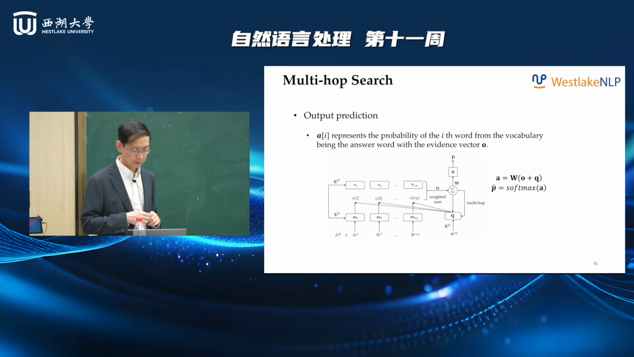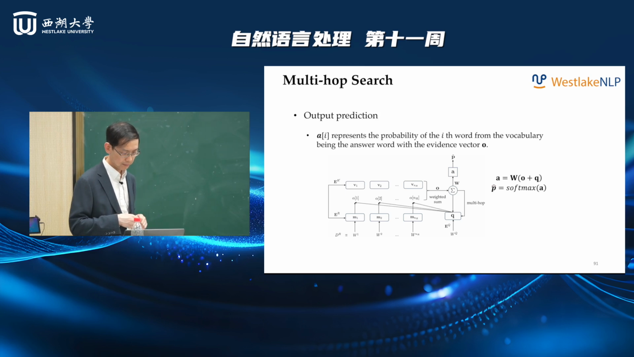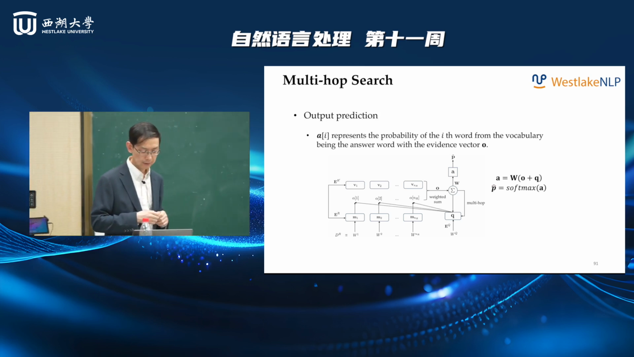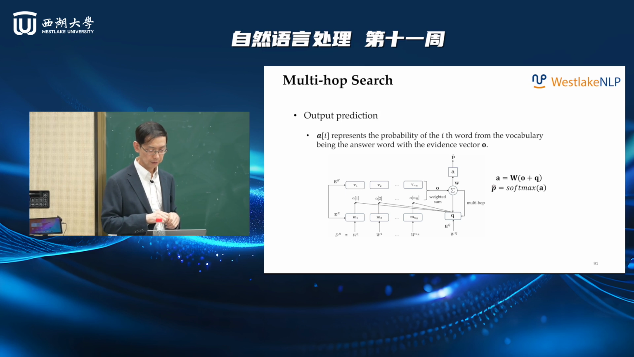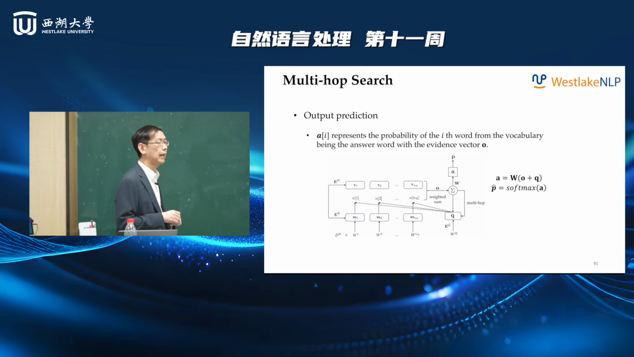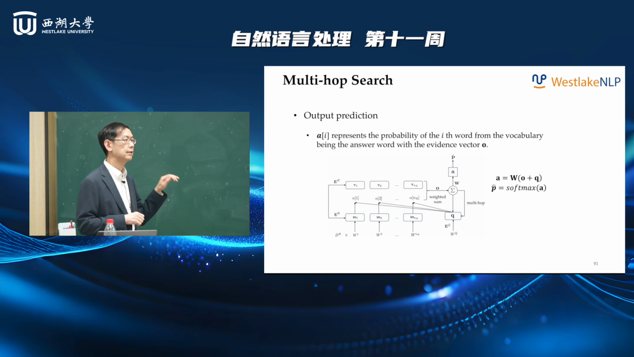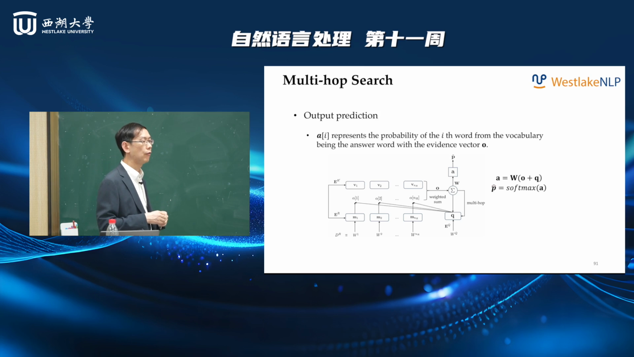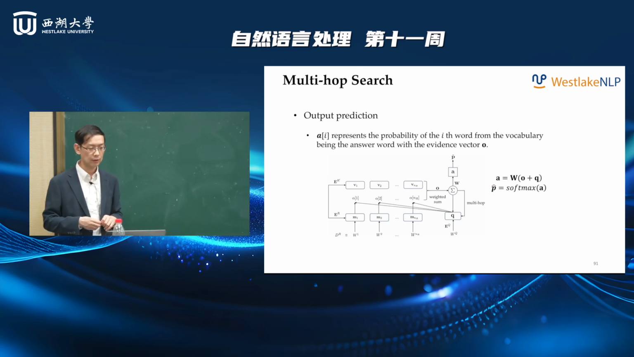And then using this O, I can predict the output, by adding the evidence vector O with the query vector as the input vector, and then using a softmax predictor over the vocabulary to predict the answer word. So this is one hop.